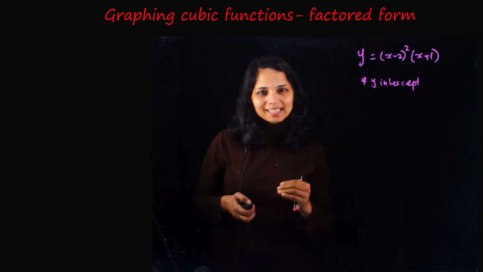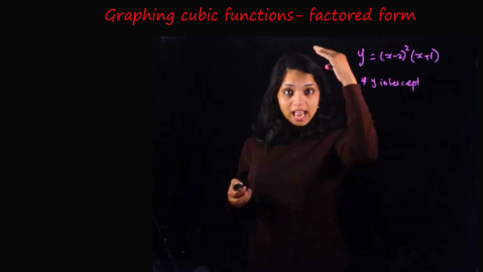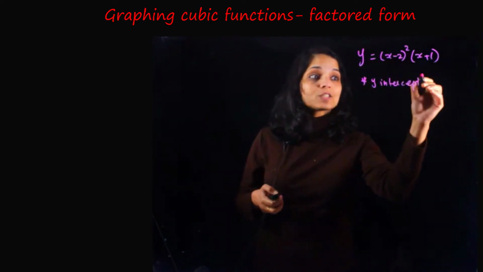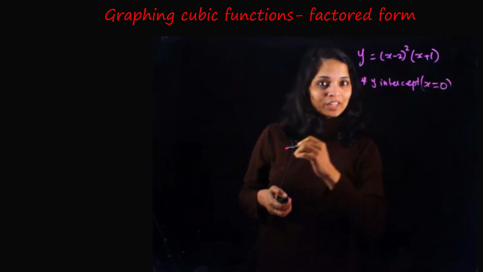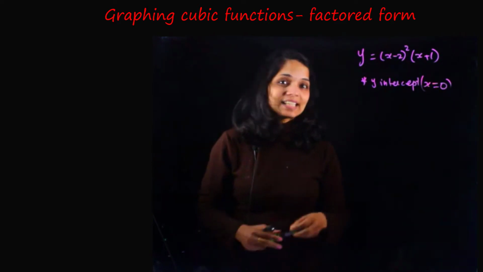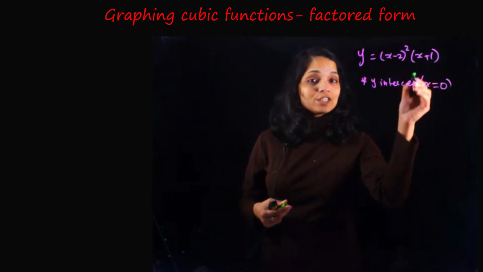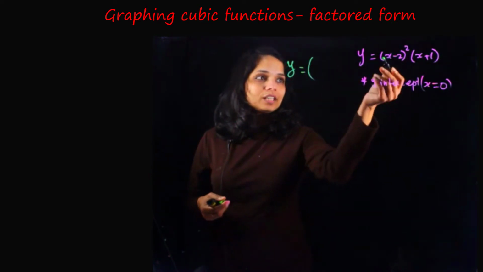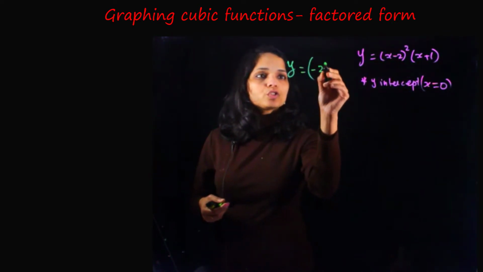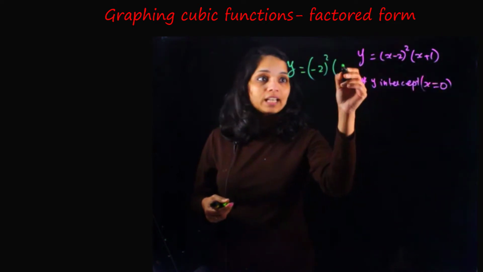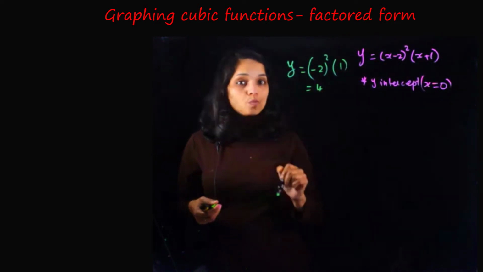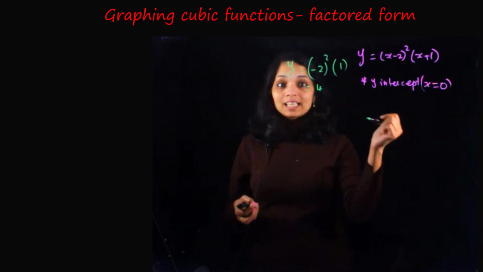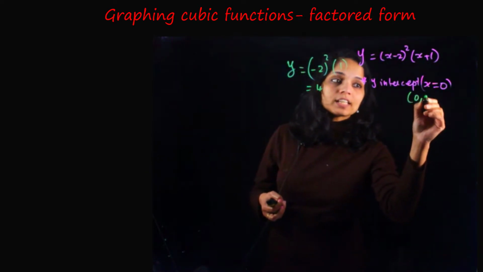What is the y-intercept? The y-intercept is the value of the function at which it crosses the y-axis, or when x equals 0. Finding that is quite easy. Substitute x equals 0 into this equation. With x equals 0, the first term is minus 2 squared, and the second factor is 0 plus 1, which is 1, so the result is 4. So y equals 4 is the y-intercept, and the coordinates are (0, 4).